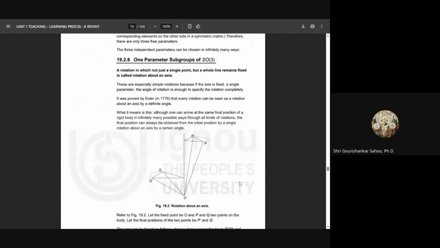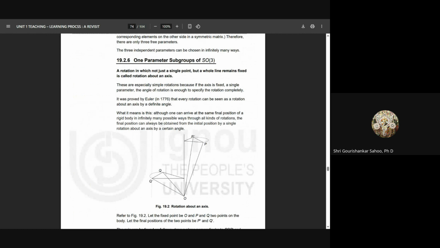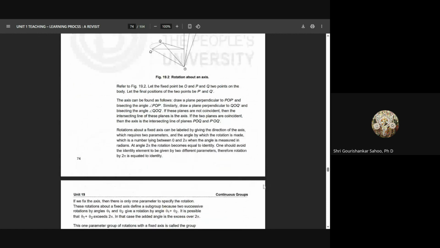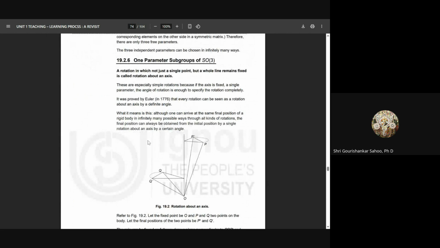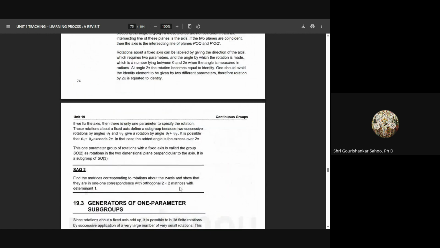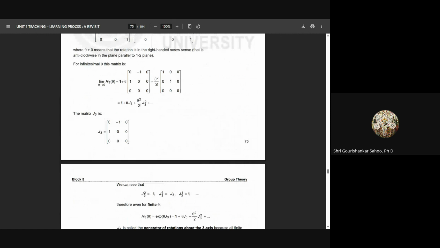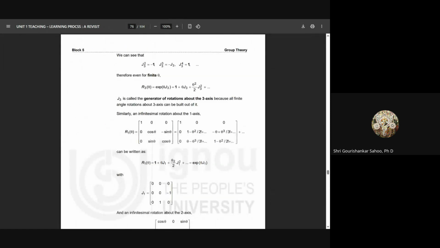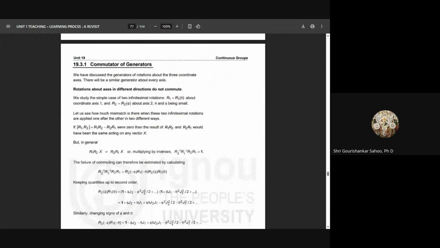Then the one parameter subgroup of SO3, a rotation in which not just a single point, but a whole line remains fixed, is called a rotation about an axis. See here, rotation about an axis. Here it was the axis and the thing is rotated from here to here. Then the generator of one parameter subgroups, you can see on the screen. J3 is the generator of rotation about the 3 axis. So J3 square is equal to -1, J3 cube is equal to -J3, J3 to the power 4 is equal to 1. Rotations about an axis in different directions do not commute.